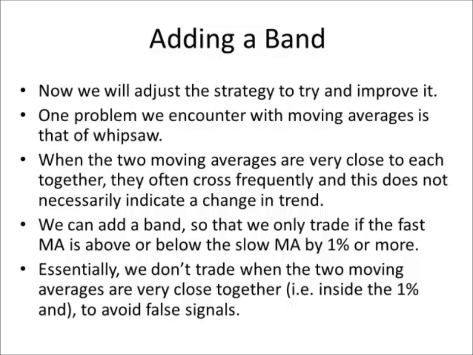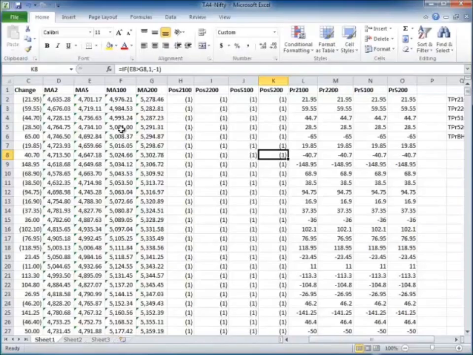So this is just an example of a tweak we can do to a particular strategy. There are lots of tweaks we can do, and we just want to see if this improves the performance or makes it worse. Right, and this is all part of the backtesting process. So let's go back to Excel and do this.